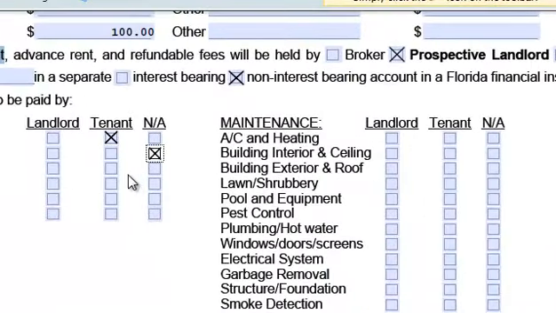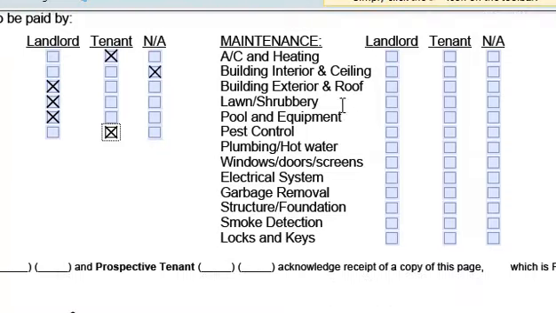Sometimes it's not applicable. In Hollywood, there are a lot of places that still have gas. Sewer, water, a lot of times in condos, which is what we're assuming now, the landlord will pay sewer and water. In Hollywood, sewer and water and trash collection are all on the same bill. So they all go together. Tenant will pay their own telephone. Maintenance, landlord, AC, building exterior, lawn and shrubbery.